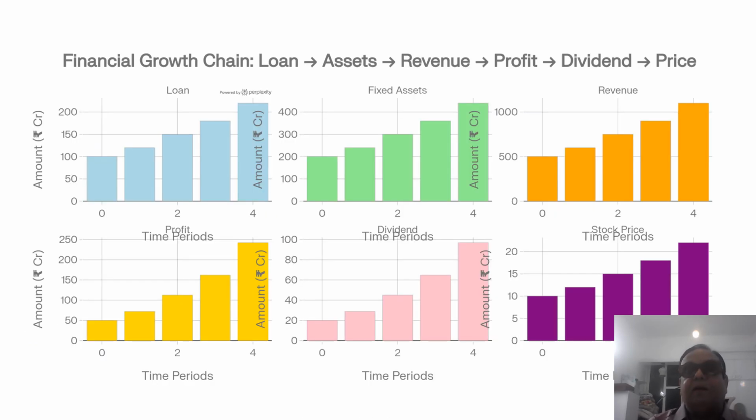Next is the main crux of this video, that conservative approach I talked about, Warren Buffett style also. So, simply, what is fundamental analysis? If a company has taken a loan, the company would like to invest in assets. And if you are investing in assets, definitely it would further lead to an increase in the revenue. And when revenue increases, then profit will also increase. Similarly, dividend will also increase.